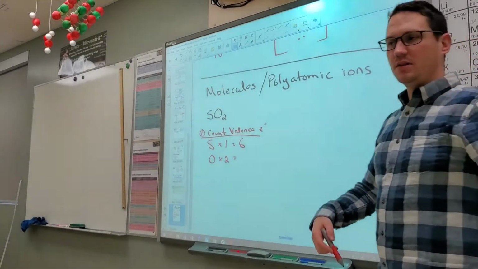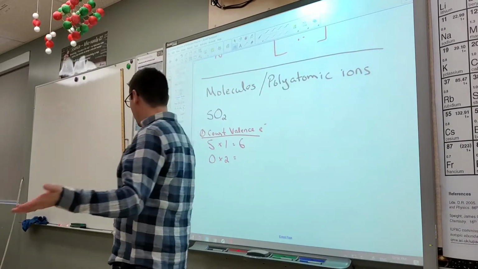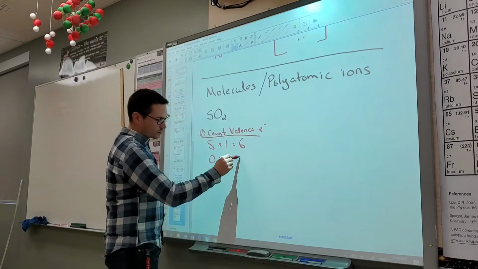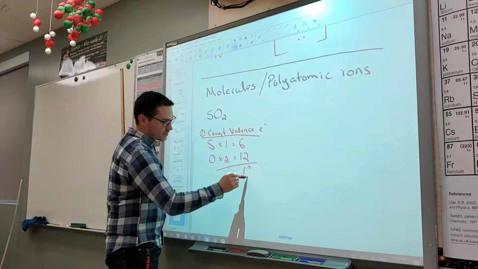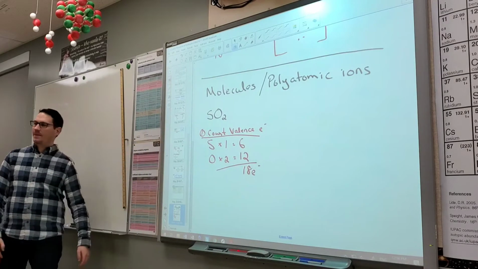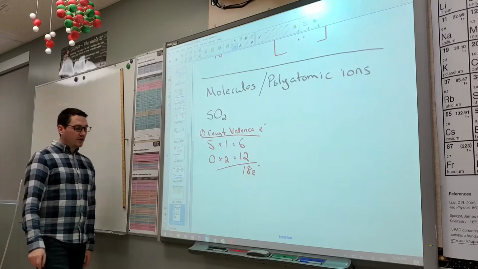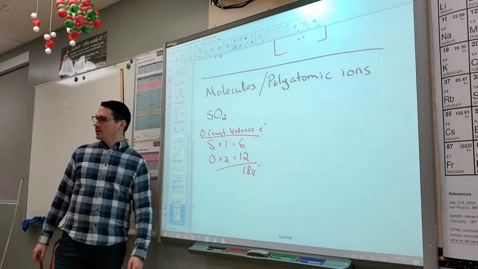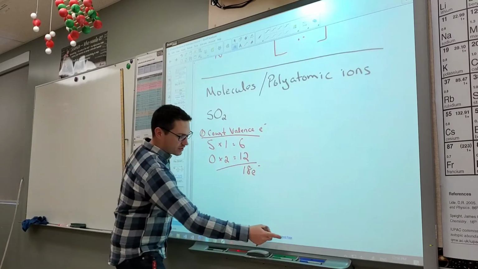And then what about oxygen? It's also 6, but 2 times 6 is 12. So that's 18 valence electrons. Now, the second thing that we did, right? Okay, count your valence electrons. Good, no problem.